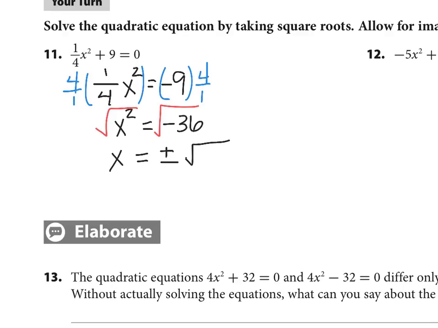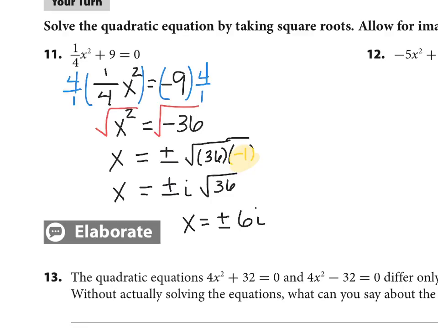So I'm going to write that as the square root of 36 times negative 1. That way I can see, hey, there is my i right here, and I can pull that out of the radical. Actually, I'm just replacing the square root of negative 1 with the letter i. So I can write that as x equals plus or minus i, and I still have the square root of 36. Well, we know the square root of 36 is 6. So our final answer, x equals plus or minus 6i. In this case, we always put the imaginary number last.